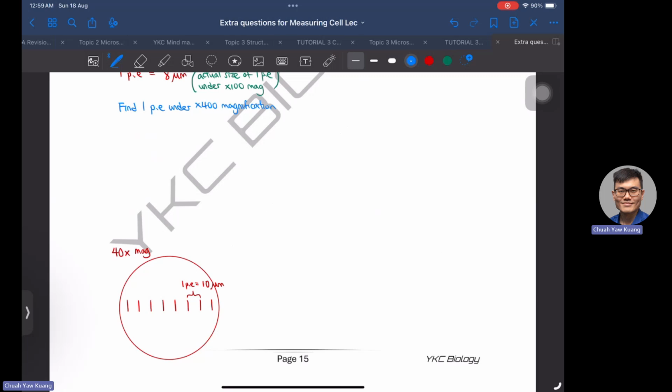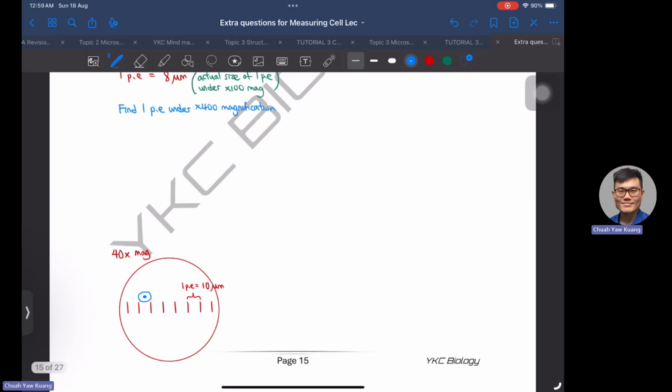So meaning that, let's say we observe a cell under this 40 times magnification. Let's say the cell size is just 10 micrometer. So what you will see is that the size of the cell will be just one pitch. When we measure that, it is equal to one pitch of this eyepiece reticule.